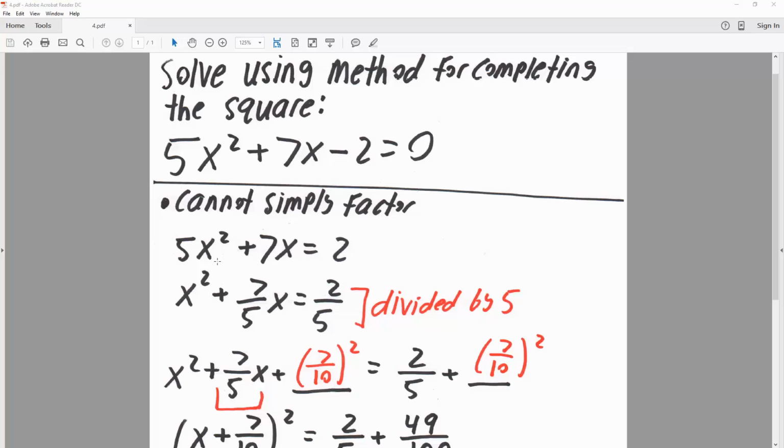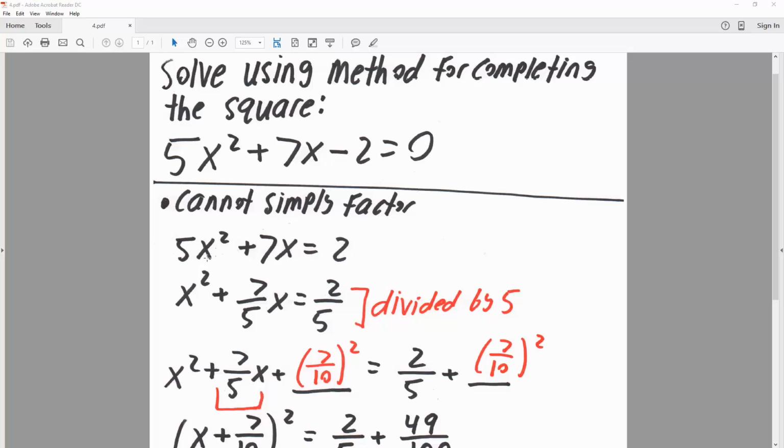So the first thing we want to do is write what we have. So 5x squared plus 7x minus 2 is equal to 0. Instead, we'll write 5x squared plus 7x is equal to 2. We're just moving this negative 2 over. The next thing we'll do is divide by 5.